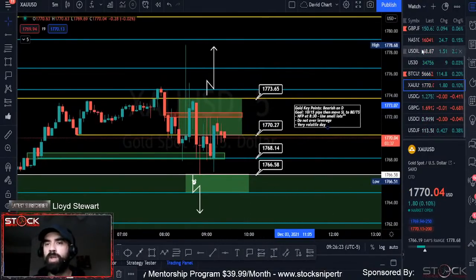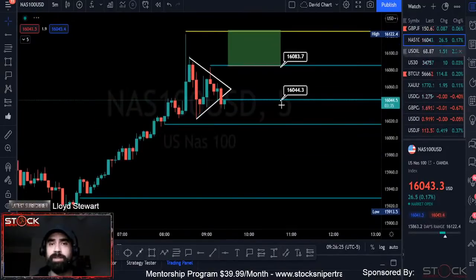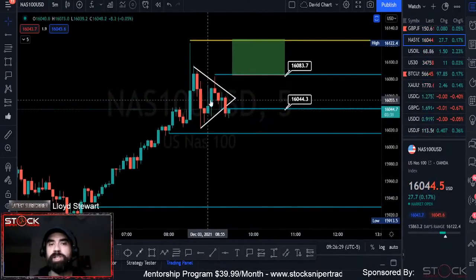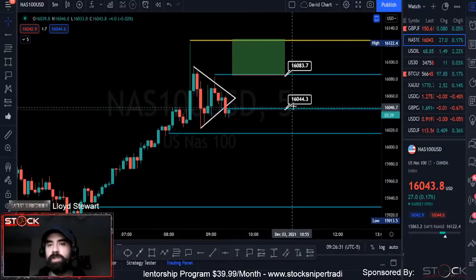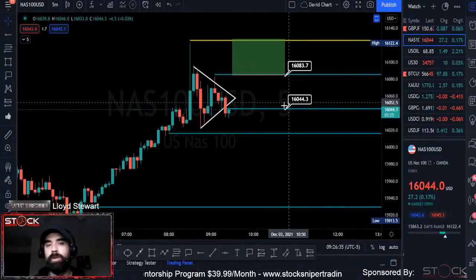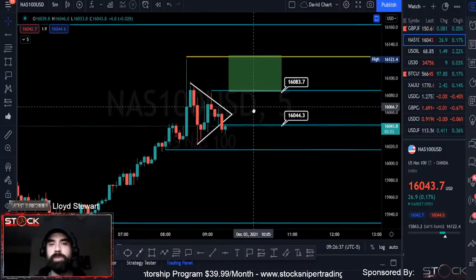So let's flip over to Nasdaq. You can see that Nasdaq has started to break bearish. It's starting to retest now that 16,044 mark. Let's watch and see in terms of what's going on with Nasdaq.